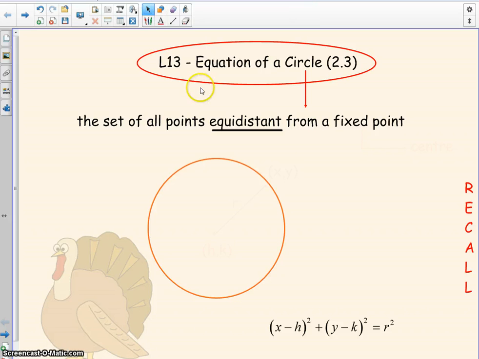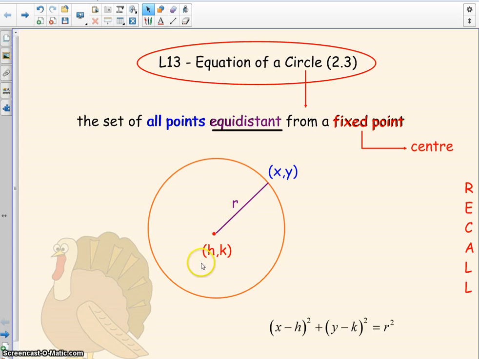Now, in a circle, what's that fixed point that all the points are going to be the same distance from? Well, it's going to be the center. So in some circle here, we're going to put the center here and call the coordinates h and k, h being the x-coordinate, k being the y-coordinate. The equation of a circle describes a set of all the points. Any point on the outside of the circle, we're going to call xy. It's going to be equidistant away, and that distance from the center to a point on the circle, as we know, is called the radius.